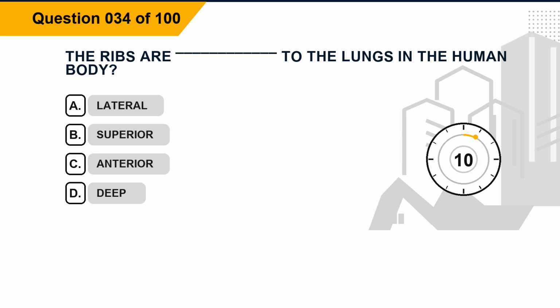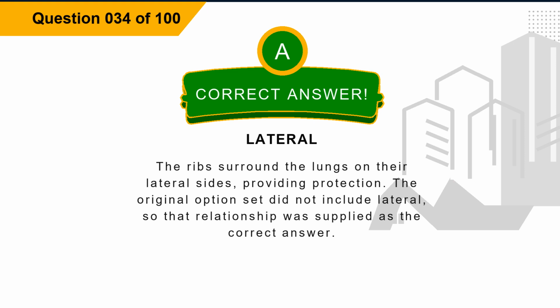Question 34. The ribs are blank to the lungs in the human body. Option A. Lateral. Option B. Superior. Option C. Anterior. Option D. Deep. The correct answer is option A. Lateral. Explanation. The ribs surround the lungs on their lateral sides, providing protection. The original option set did not include lateral, so that relationship was supplied as the correct answer.